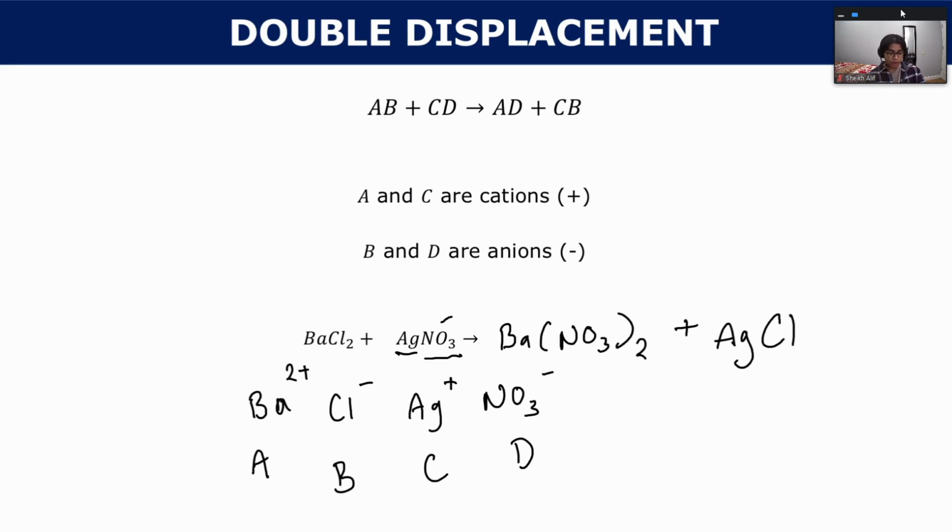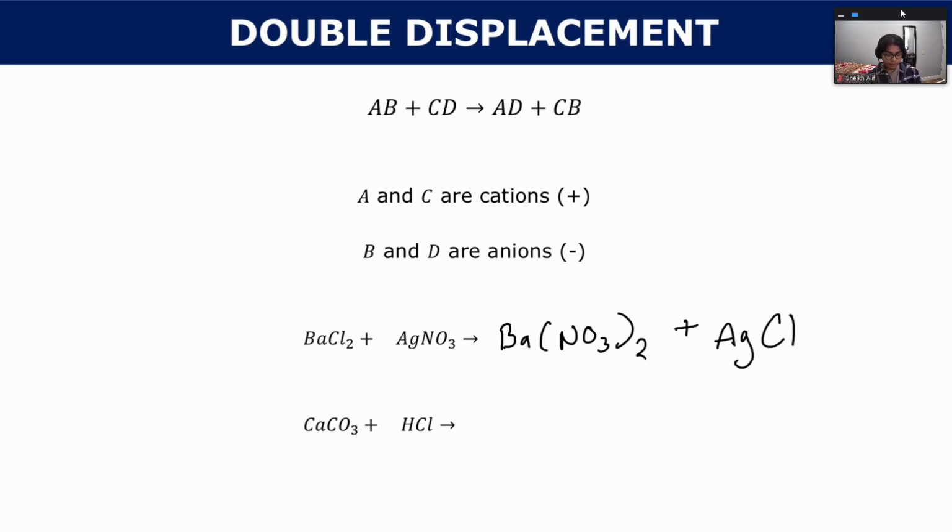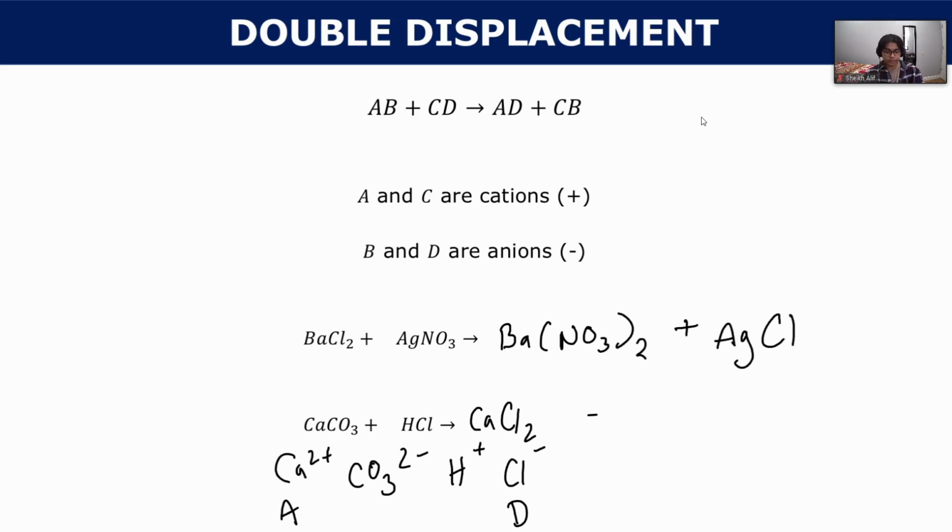You need to make sure that all the compounds involved have a net charge of 0, unless, of course, otherwise stated. Let's go through one more example before moving on, because double displacement reactions are actually really important. We have calcium carbonate plus hydrochloric acid. Calcium is going to have a +2 charge, carbonate has a -2 charge, hydrogen has a +1 charge, and chloride has a -1 charge. In order to make AD, the calcium here is the A, and the D is the chloride, so it's got to be calcium chloride, CaCl2, in order to balance out the charges.